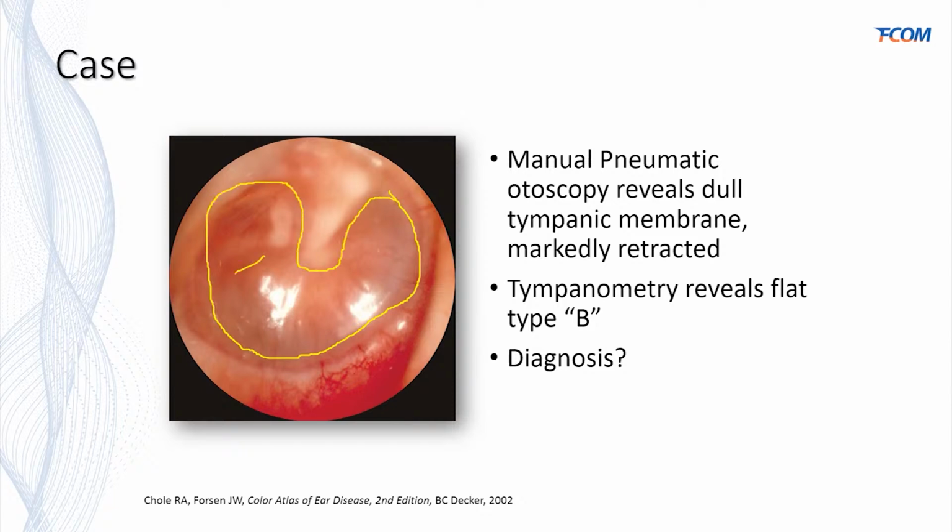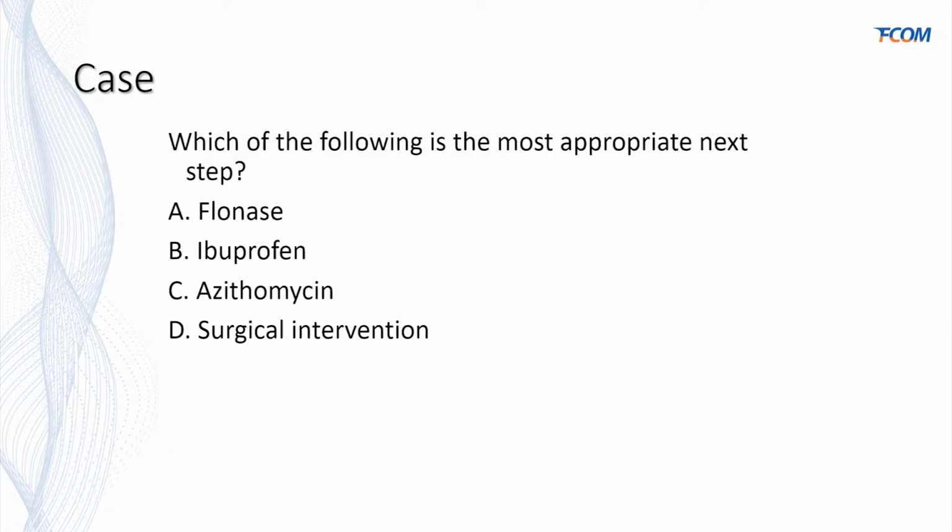We see yellow, dull middle ear effusion. Manual pneumatic otoscopy shows there's little to no movement, and tympanometry confirms a flat type B tympanogram. So this is a classic chronic otitis media with retracted tympanic membrane. So what is the most appropriate next step?